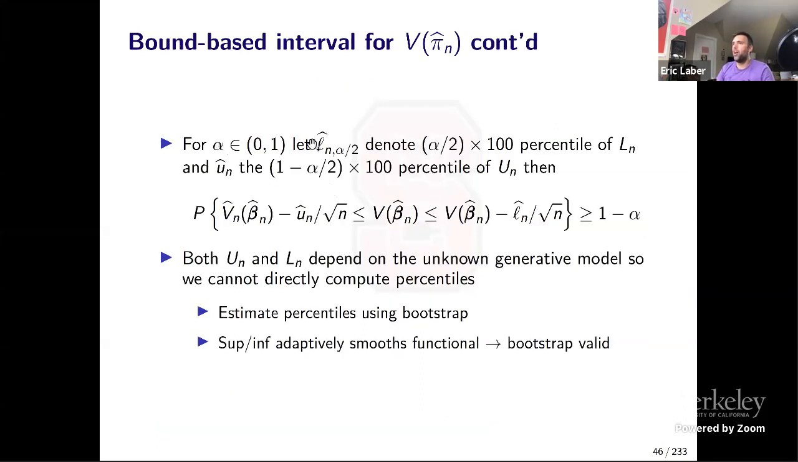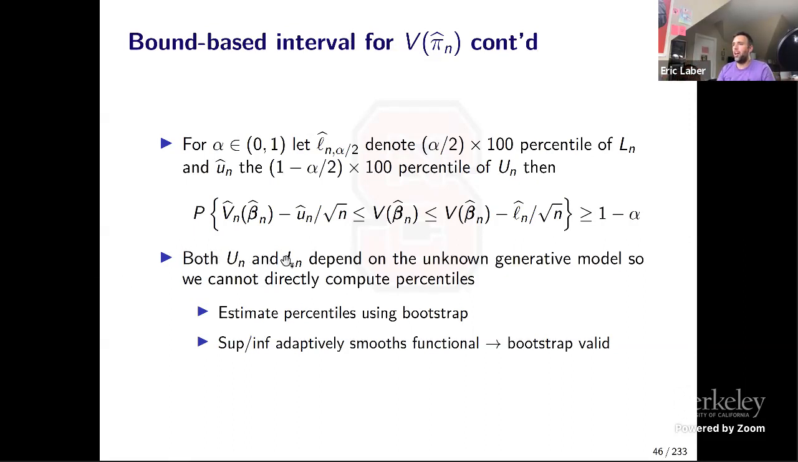So in particular, for any alpha, let L hat be the alpha over 2 percentile of the lower bound, and U hat the 1 minus alpha over 2 percentile of U_n. Then it follows that the probability that V hat of beta hat minus U hat over root n is less than or equal to V of beta hat, which is less than or equal to V hat of beta hat minus L hat over root n, is at least 1 minus alpha. So the probability that these two bounds contain the conditional value is at least 1 minus alpha. That makes sense because you took an upper and lower bound, and if you take the upper percentile of the upper bound and the lower percentile of the lower bound, those have to be bounds on the percentiles of the thing that you're bounding.